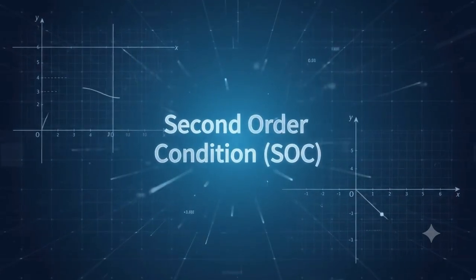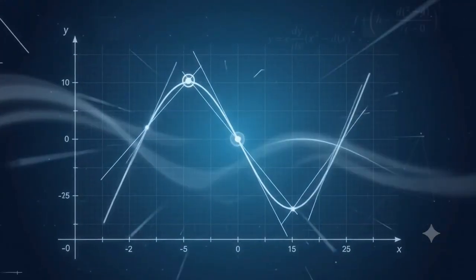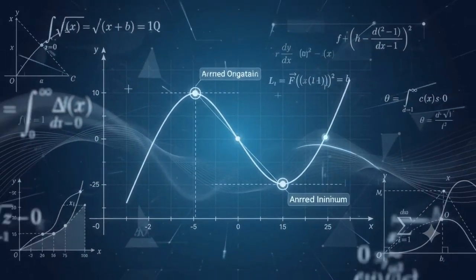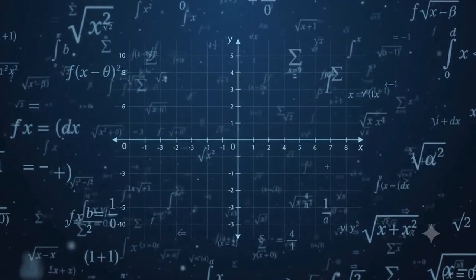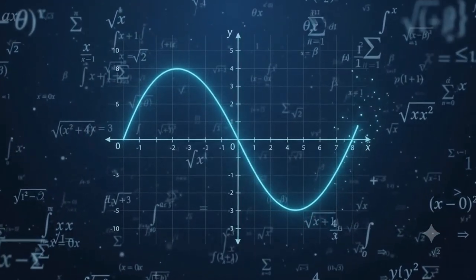Welcome to this lesson on the second-order condition, also known as SOC. In the next few minutes, you'll learn how to use the second derivative to determine whether a stationary point is a local maximum, a local minimum, or neither. Before applying the second-order condition, we first identify a stationary point, creating either a local maximum or a local minimum.